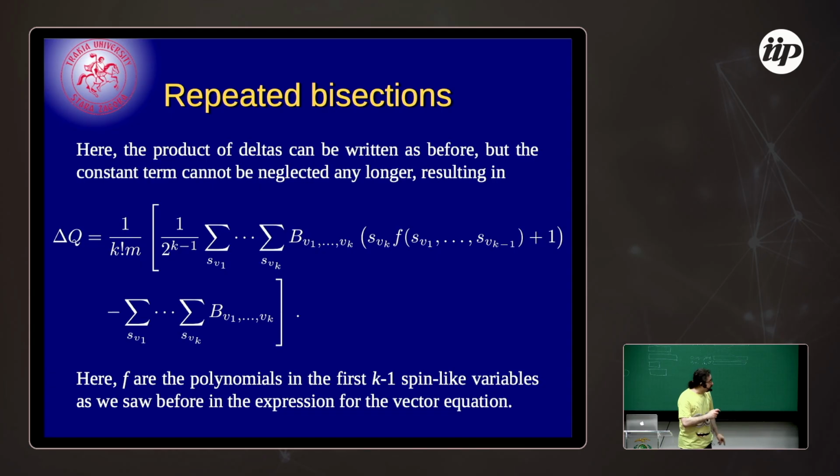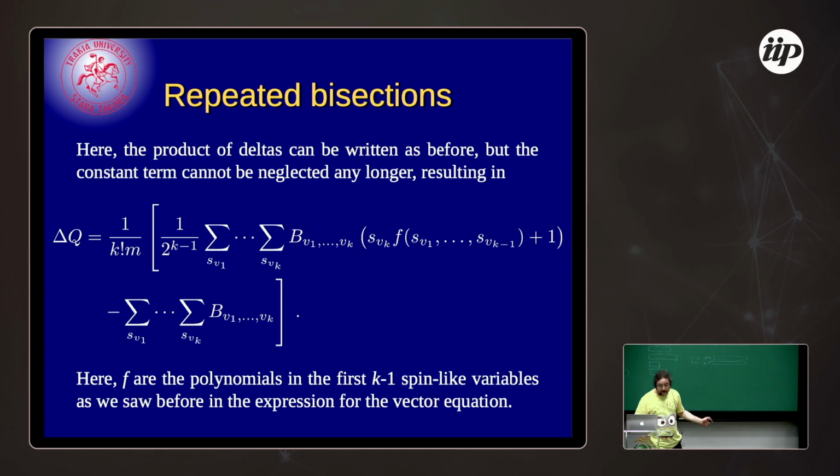However, now we must keep the +1 over here. So if we write it down, we end up precisely like this, where we have s_vk, the last spin-like variables. Then we have this f, which is the polynomials, the ones with the colored numbers that we were seeing before, whatever they are, I'm calling them f over here. But then we always have a +1 at the end. We cannot neglect it anymore.